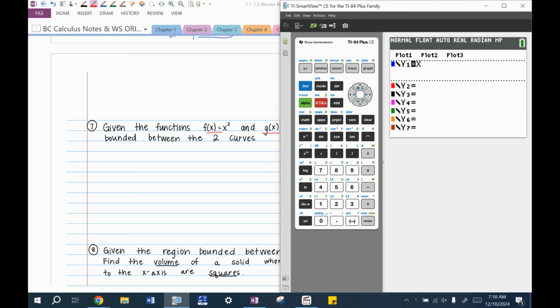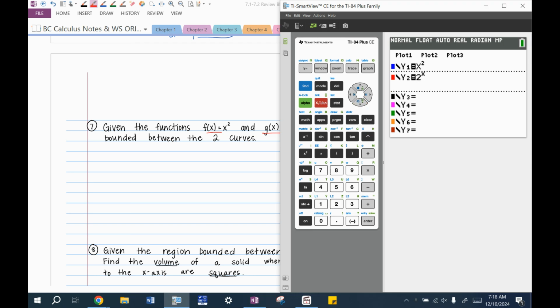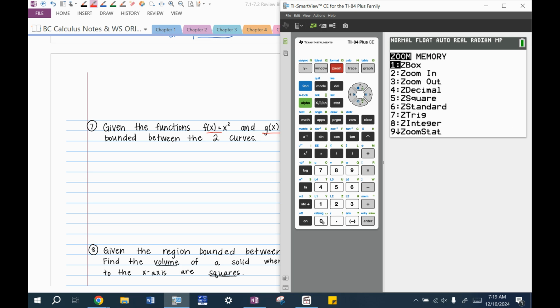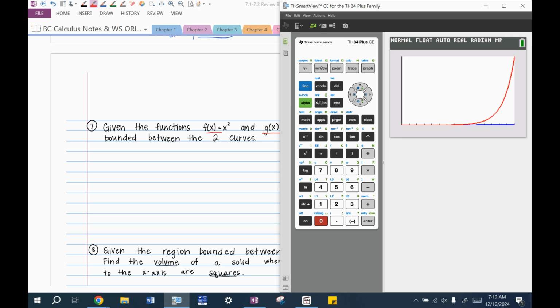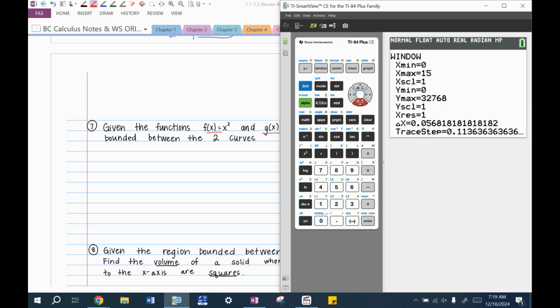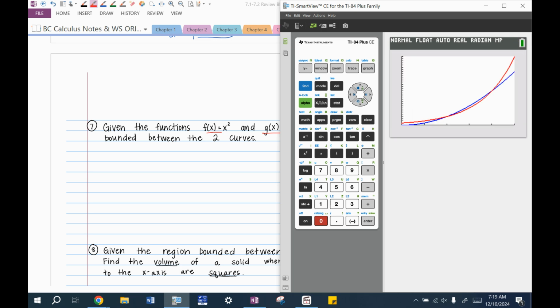It's kind of hard to see on the graphs too, but let's see. 2 to the x. I'm going to set the window like 0 to 15. I don't remember where they intersect the second part. I think that's enough. And then we'll zoom fit. Oh, that was not good. So hold on. Let me do 0 to like 5. Okay, this is a little bit better to see.